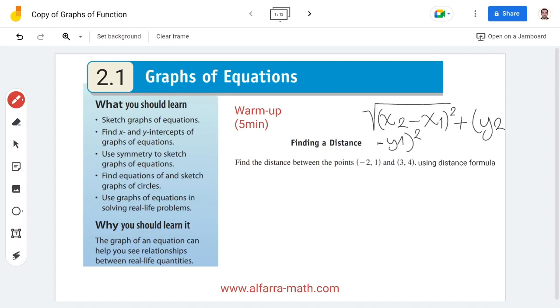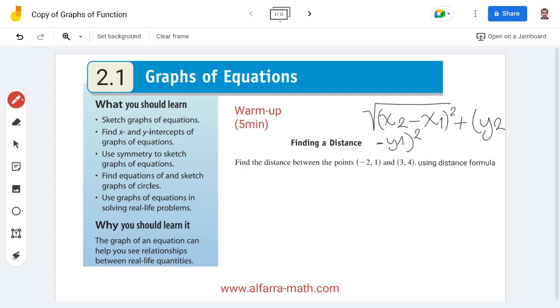Okay, listen now. Let's start our lesson, the new lesson, which is 2.1, talking about the graphs of equations. Before we start, let's read what you should learn.